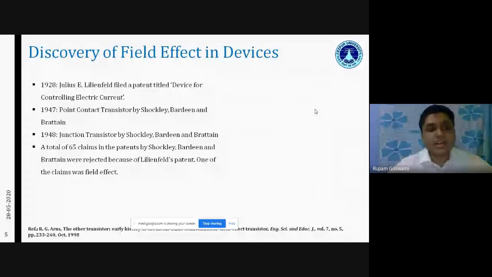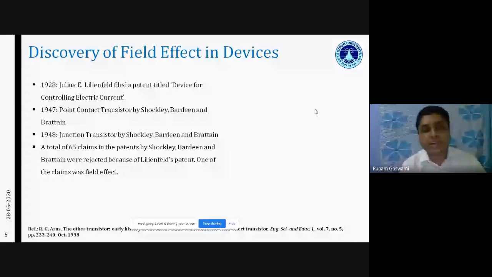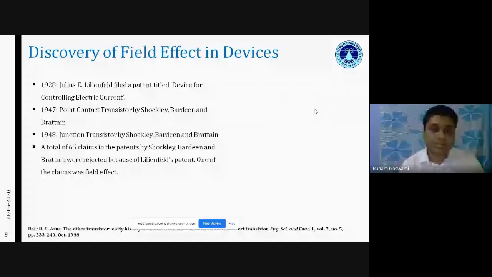So, in fact, towards the end of 1947 and the beginning of 1948, the team of Shockley, Bardeen, and Brattain were working on the point contact transistor and the junction transistor, which we also know as the bipolar junction transistor. During this period, they tried to look for the field effect phenomenon in their devices, the point contact transistor and the junction transistor.